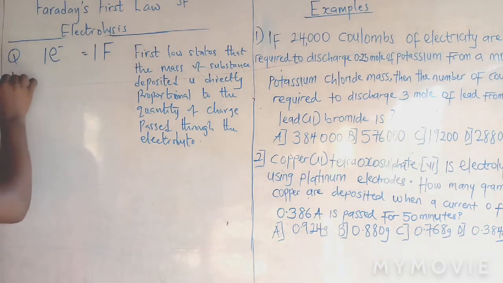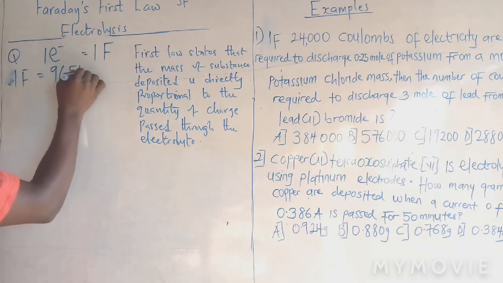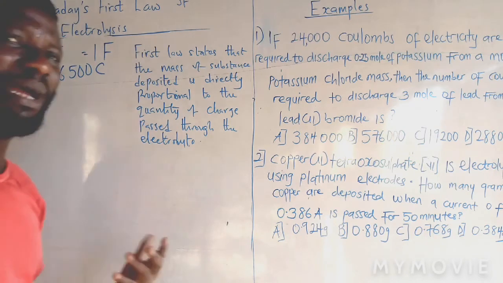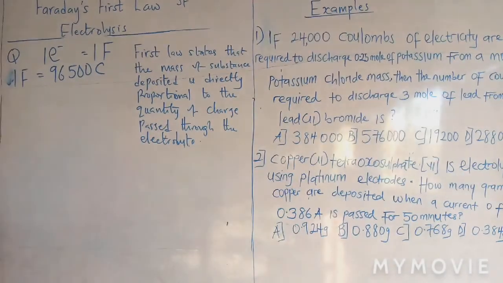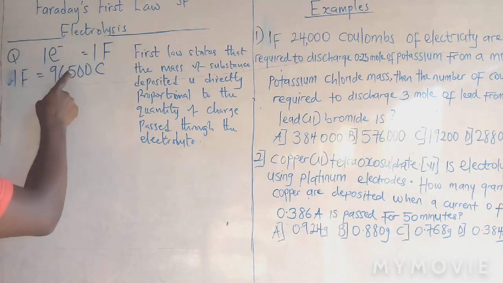And we are told that 1 Faraday is equal to 96,500 coulomb, unless otherwise stated. Your 1 Faraday is always 96,500 coulomb, especially for exams like JAMB, WASSCE, NECO, etc. Now, from this we can generalize a formula.